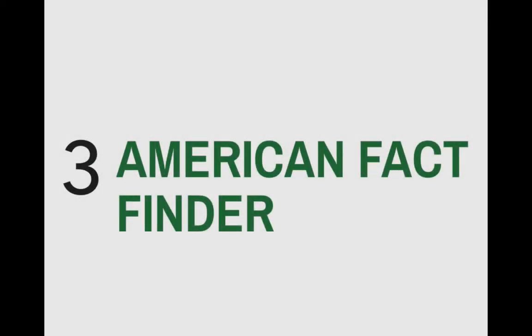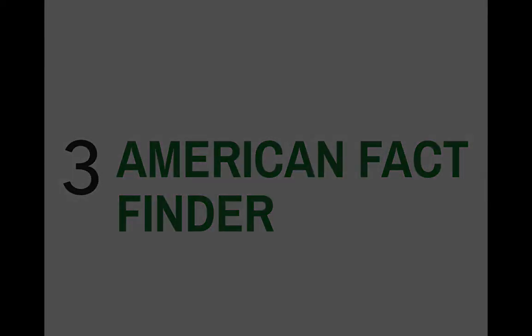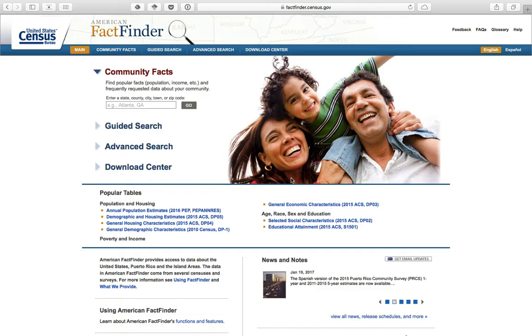Okay, so next I want to talk about American Fact Finder. American Fact Finder is a U.S. Census Bureau website that gives you access to all of the various Census Bureau data products for demographic data. And so this is what their homepage looks like. You can get to it by going to factfinder.census.gov. And when you get to the homepage, you've got a couple of choices.